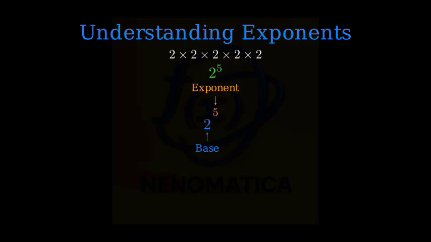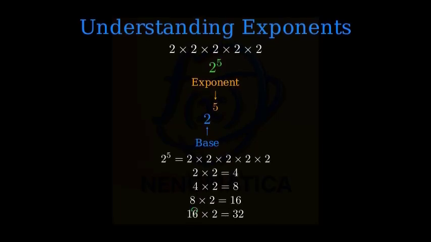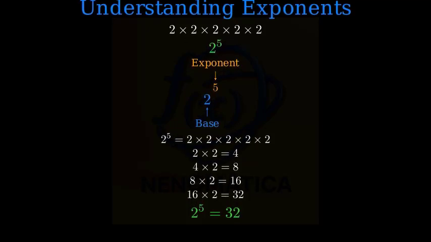The expression 2 to the 5th means we multiply the base, which is 2, by itself 5 times. So it's 2 times 2 times 2 times 2 times 2. Now let's calculate the value. 2 times 2 equals 4. 4 times 2 equals 8. 8 times 2 equals 16. 16 times 2 equals 32. So 2 to the 5th equals 32.